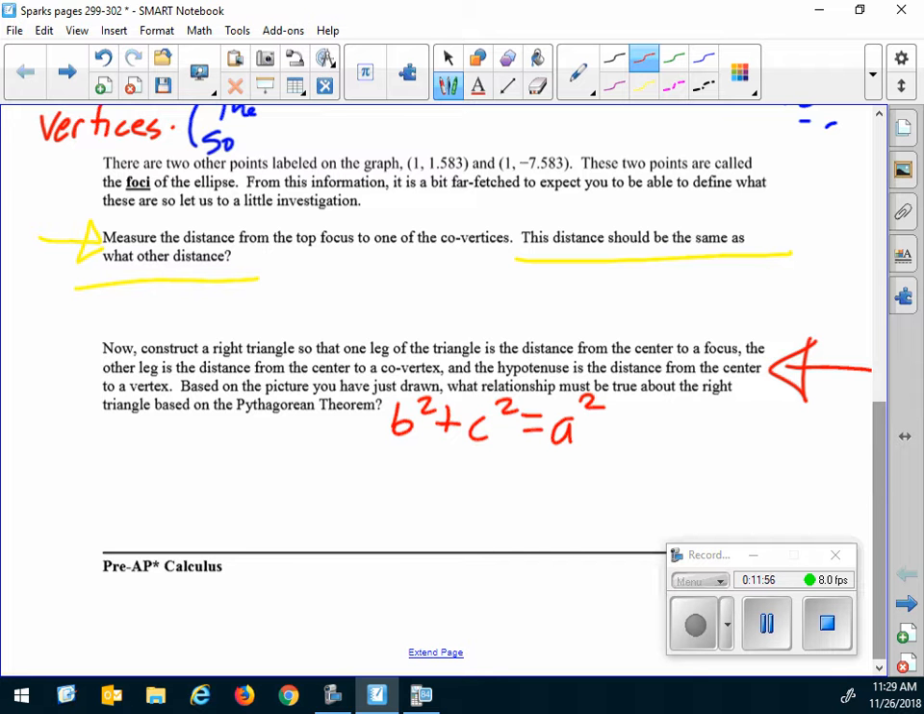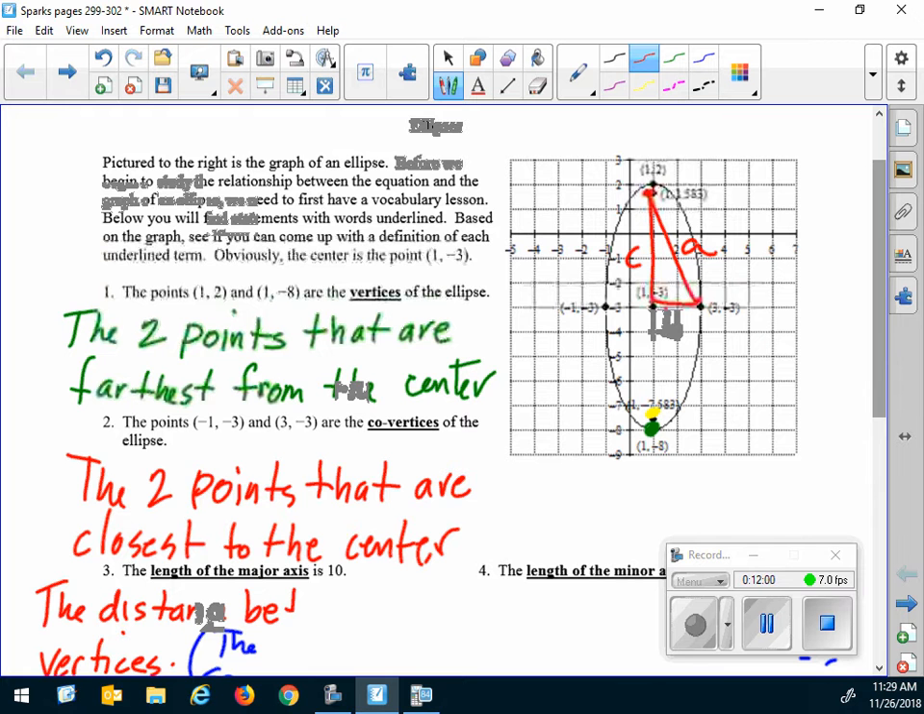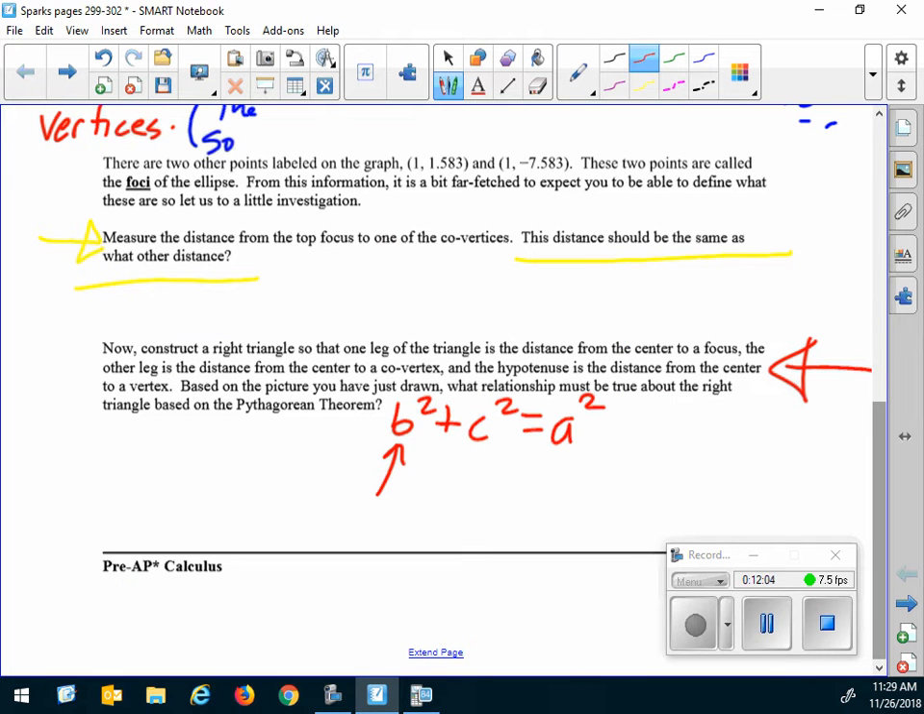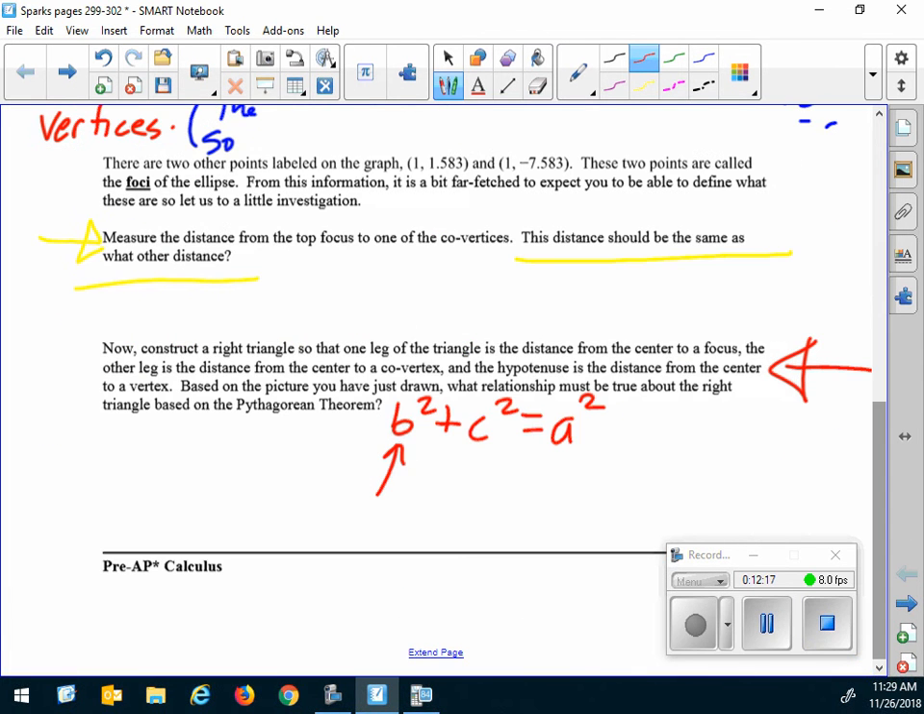Now let's take a look. What is the distance from the center to a covertex? What do we call that? B. So that part is the B squared. Plus the distance from the center to a focus. And we call the distance from the center to a focus C. So that is the C squared.